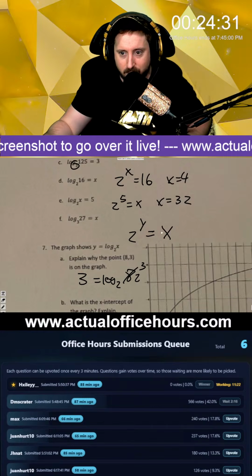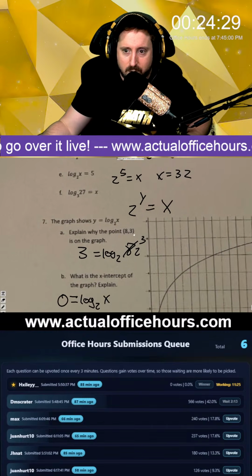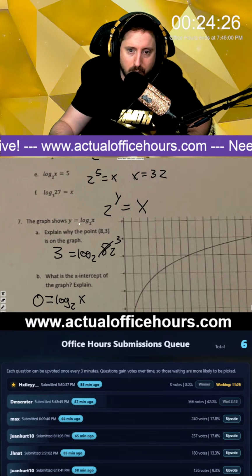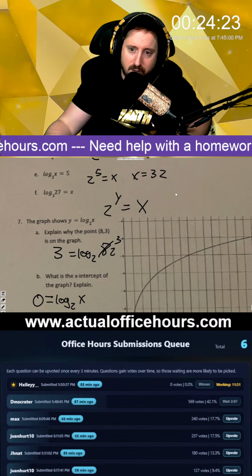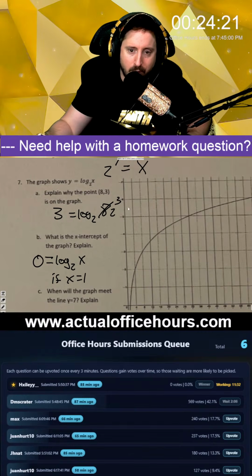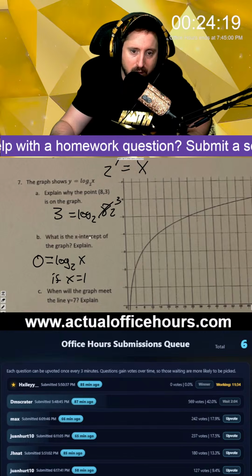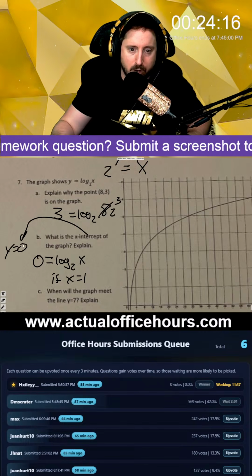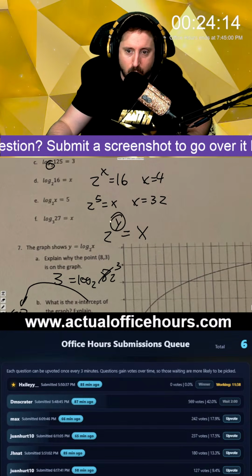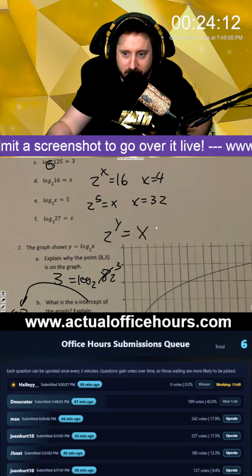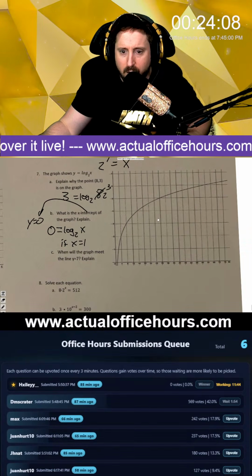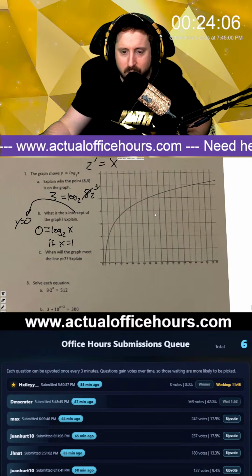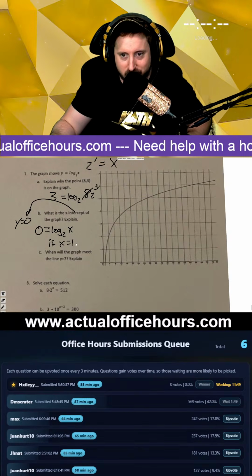The only way you can get the log of something equaling 0 is if x equals 1. You can see that here, for instance. So log base 2 of x is equal to y is the same thing as 2 to the y is equal to x. And so for an x-intercept, y equals 0, and when y is 0, 2 to the 0 is equal to 1. Anything to the 0 power is equal to 1. When will the graph reach the line y equals 7? Probably not for a long time.